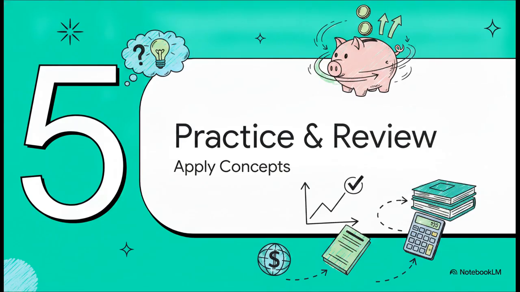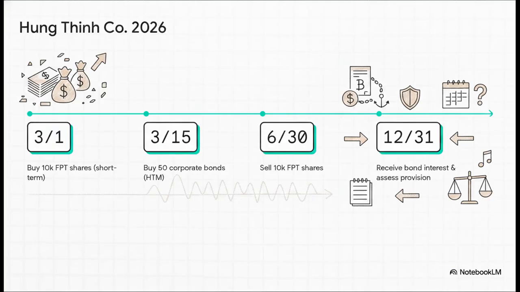Let's apply these concepts. Picture this timeline for a hypothetical company, Hung Thing Co., in 2026. On March 1st, they buy 10,000 FPT shares to flip for short-term profit. That goes straight to account 121. Two weeks later, March 15th, they buy 50 corporate bonds, totally committing to hold them to maturity.